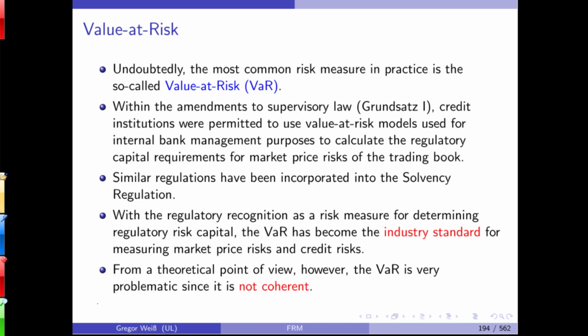Because almost all banks then started to use this program to adopt this metric, at some point, regulators and supervisors said, well, if everyone's using it anyway, let's make it official. Let's require it from banks. In Germany, it was part of the Grundsatz 1 supervisory rules. It has been incorporated into solvency regulation, Basel II, Basel III, and so on. And since the 90s, it has become the industry standard of a risk metric in banking and also insurance.